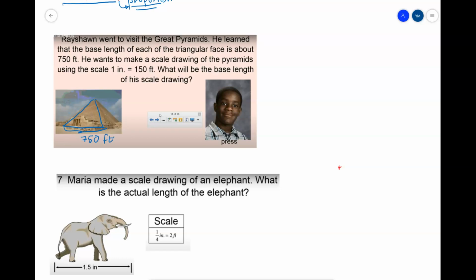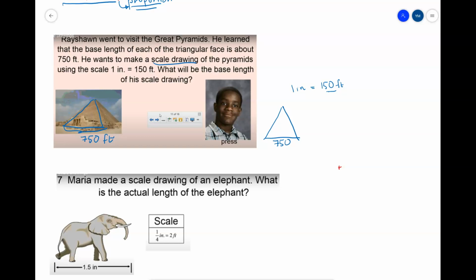Now he wants to create a replica. He wants to create a scale drawing of the pyramid using a scale of 1 inch equals 150 feet. Essentially, he wants to take this image, which is 750 feet, and create a replica. Remember, a replica has to be a scale copy. It has to be exactly the same, otherwise it's not a scale copy. So he wants to create a replica by using the scale of 1 inch equals 150 feet. For every 150 feet, he's going to reduce it down to 1 inch.